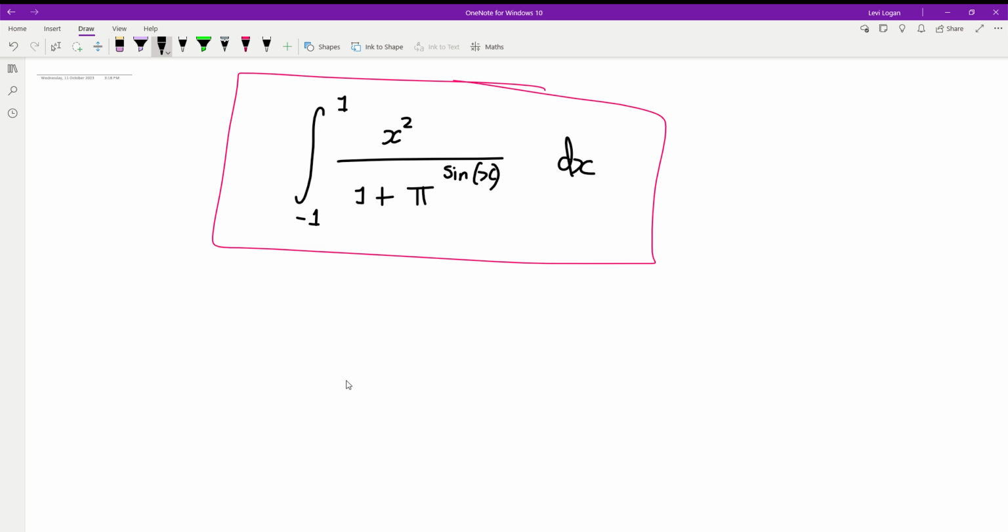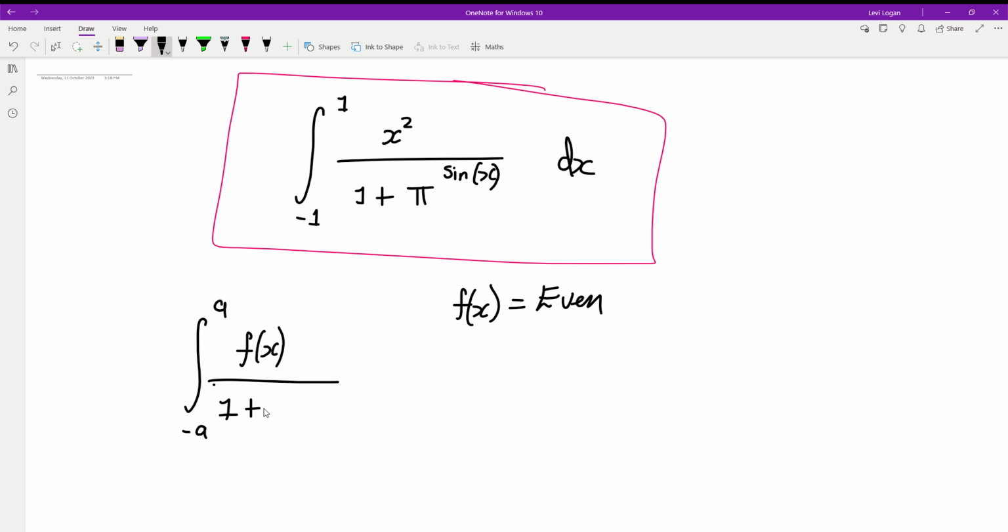So, it starts off by saying, if you integrate a certain function over a symmetrical bound, from -a to a, with a function on the top, f of x, which is even, and 1 plus a constant to the power of another function, g of x, where g of x is odd in this case. These are very important: the top needs to be even and this function needs to be odd, otherwise this won't work.